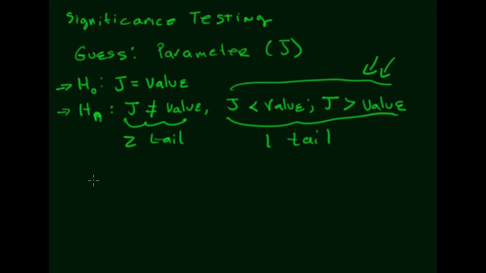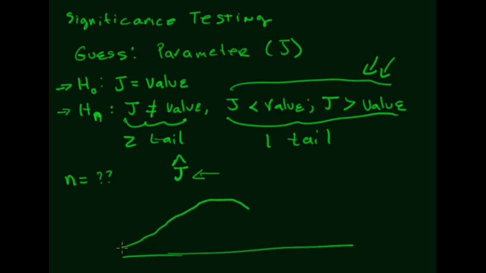Then you're going to collect some samples. You're going to get a sample of a certain size, and you're going to get a point estimate for that parameter from that sample. And then you're going to ask yourself this question: if J is the actual parameter, what is the probability that I'm going to get that statistic or something more extreme?